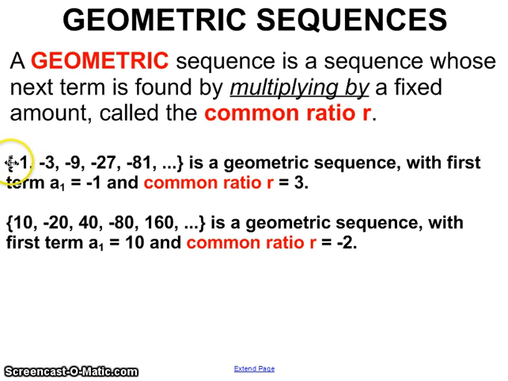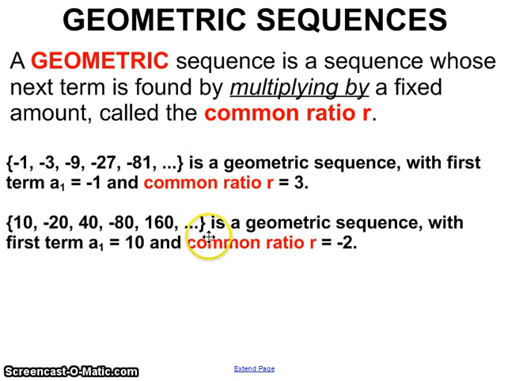Here I have a sequence. My first term, a sub 1, is negative 1. And I have a common ratio of 3, R equals 3. So if I multiply negative 1 by 3, I get negative 3. If I multiply again, I get negative 9, negative 27, negative 81, and so on.